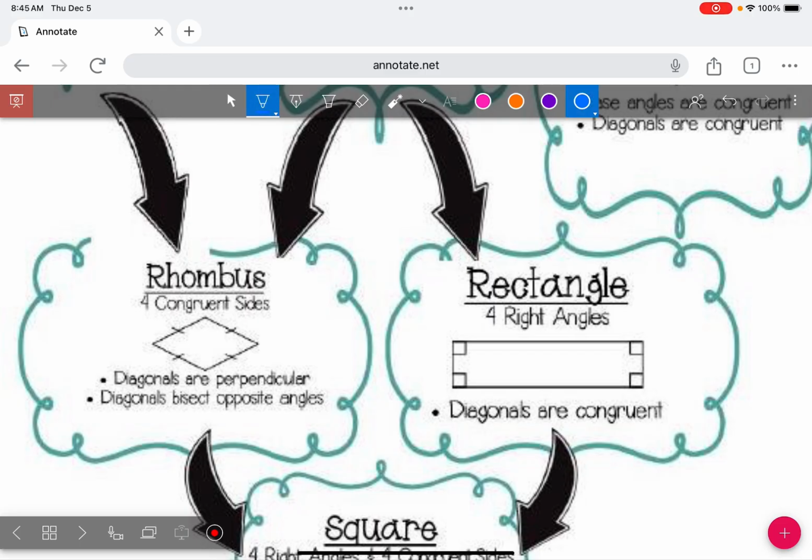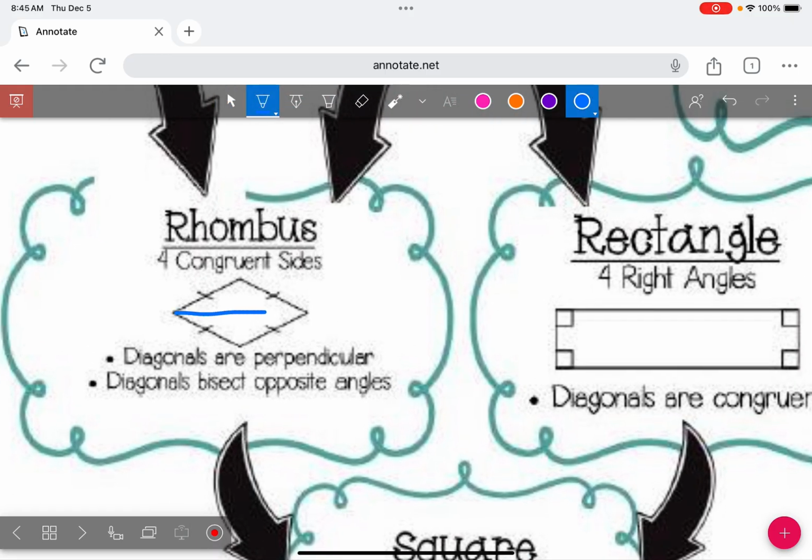A rhombus has four congruent sides. The diagonals are also perpendicular in a rhombus. So when I draw my diagonals, they would be perpendicular. And the diagonals bisect opposite angles. So this angle would split into two congruent parts.